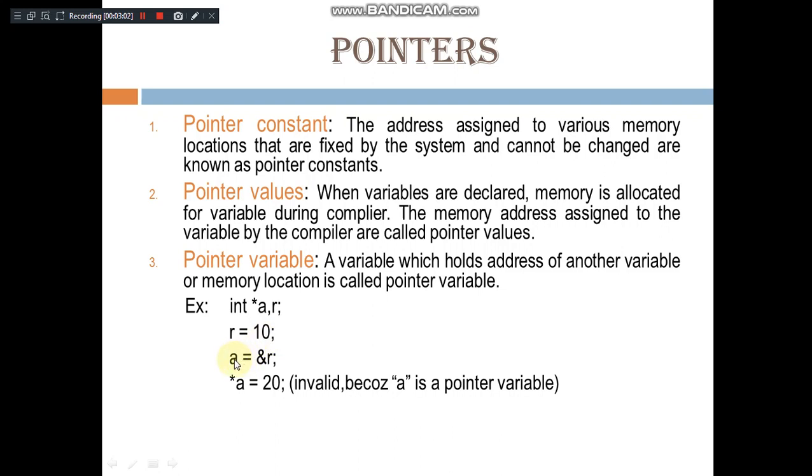But the variable a is a pointer variable, so you cannot assign any integer value here. A pointer variable holds the address of another variable. Now another variable is r, so its address is given by &r. So &r is stored in a because a is a pointer variable. So you cannot say *a = 20, invalid, because a is a pointer variable. You cannot assign the value like this. Whereas for r you can say r = 10 because it is a normal data variable.